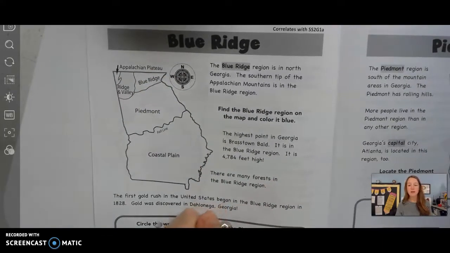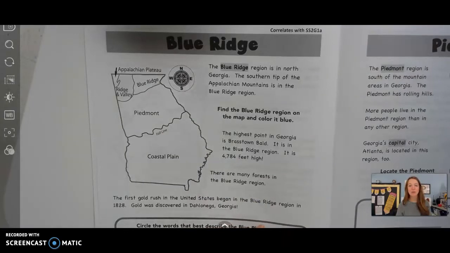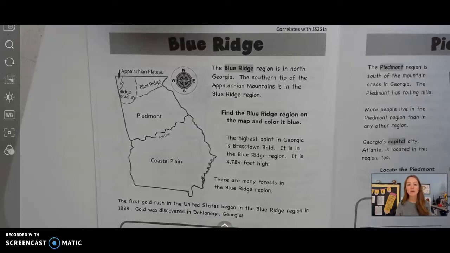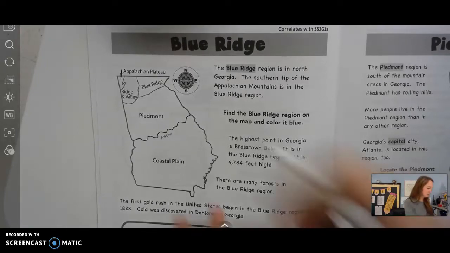So the Blue Ridge region is right up here. And it is called the Blue Ridge region because mountains go through this region. So I want you to color the Blue Ridge region blue. If you need a pause, you can pause the video.